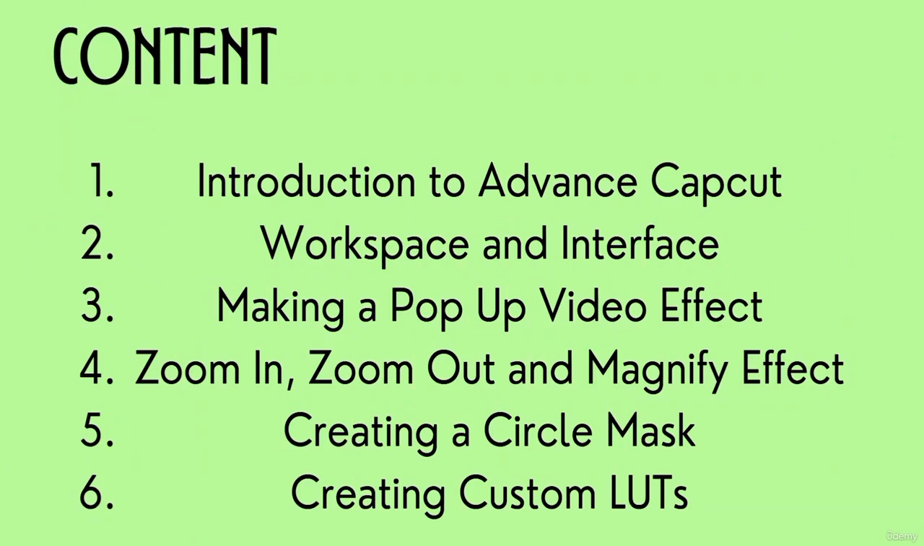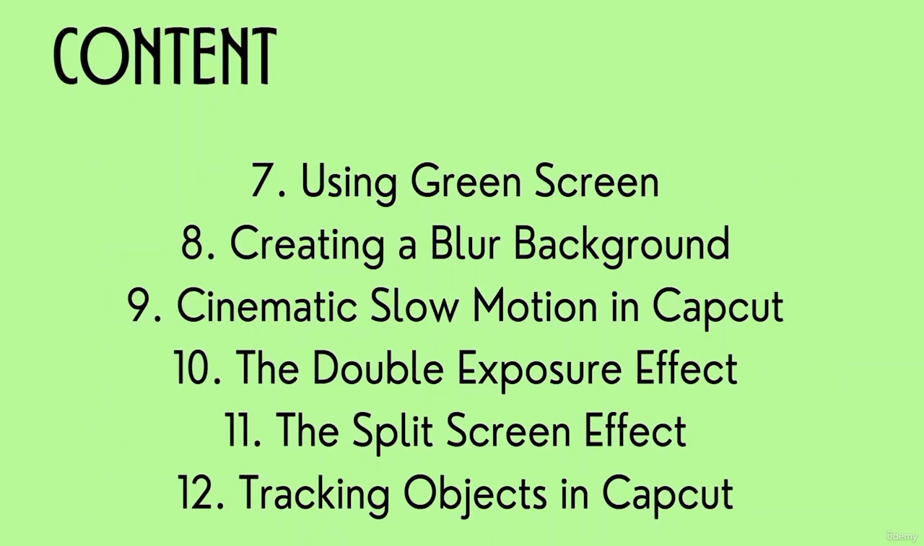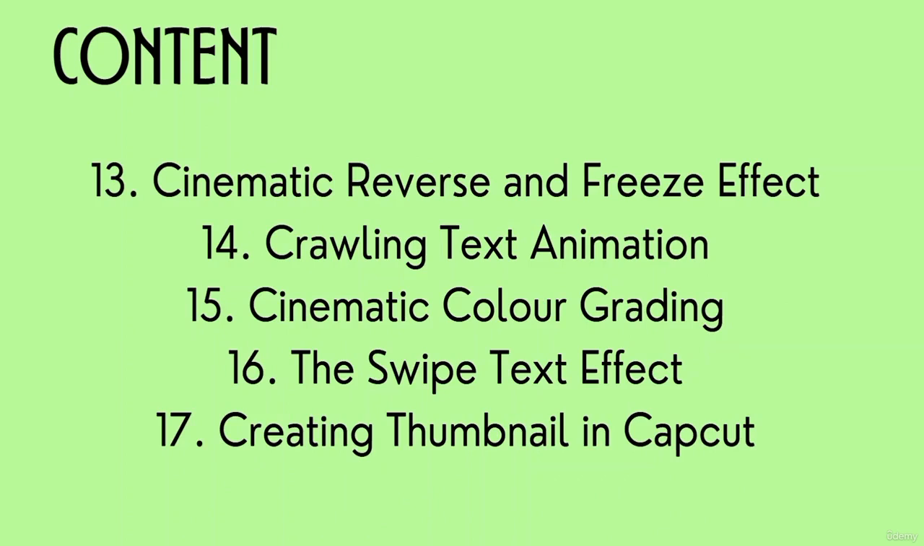1. Introduction to Advanced CapCut. Workspace and interface, making a pop-up video effect, zoom in, zoom out, and magnify effect, creating a circle mask, creating custom LUTs, using green screen, creating a blur background, cinematic slow motion in CapCut, the double exposure effect, the split screen effect, tracking objects in CapCut, cinematic reverse and freeze effect, crawling text animation, cinematic color grading, the color swipe text effect, and creating thumbnail in CapCut.